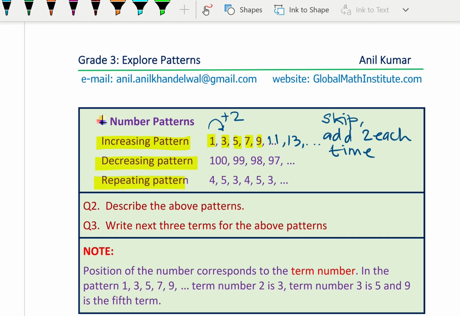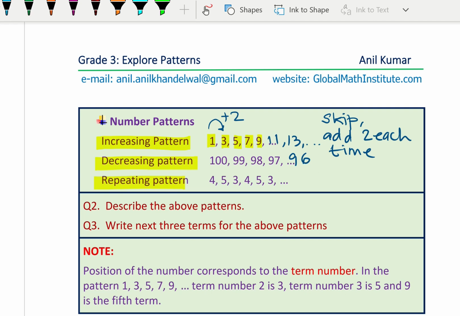So here we have 100, 99, 98, 97. Clearly, this is a decreasing pattern. The numbers are decreasing, so we can decrease by 1 each time to get our pattern. So this could be stated as: start at 100, decrease by 1 each time. That could be the description for this particular pattern.